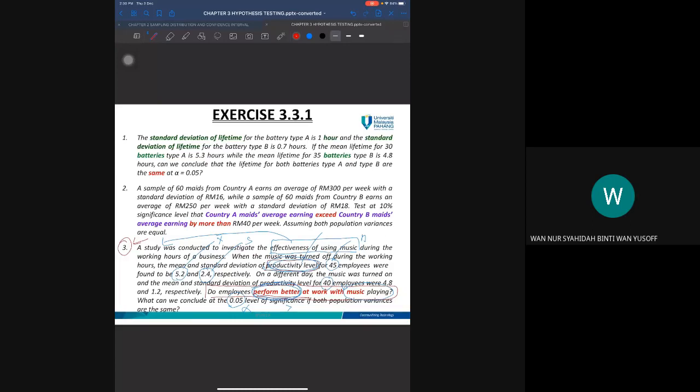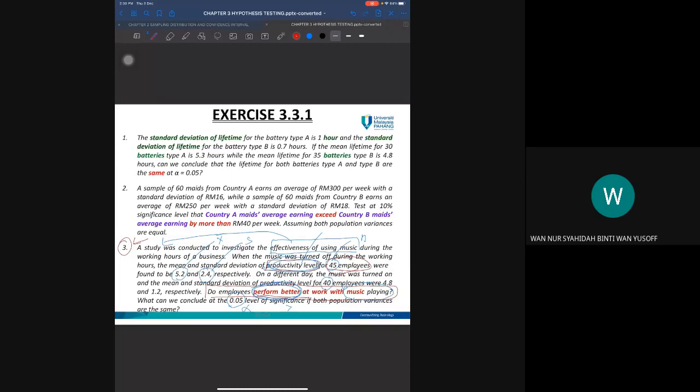Anyone? Size of sample? Okay, what about size of sample? Same employees. The keyword is same employees. That's the thing that we change in order to make this study a dependent sample. We use the same employees and collect the data from them. One set of data is when the music is off, and another is when the music is on.